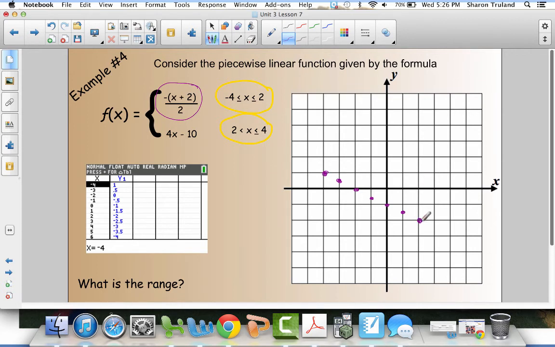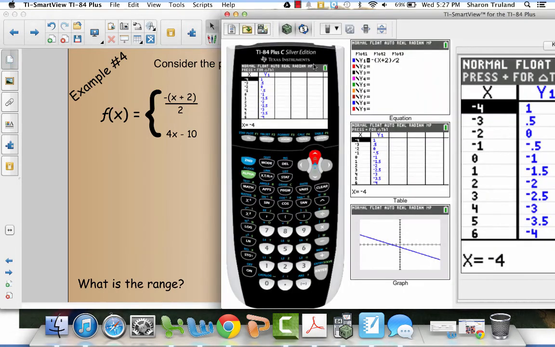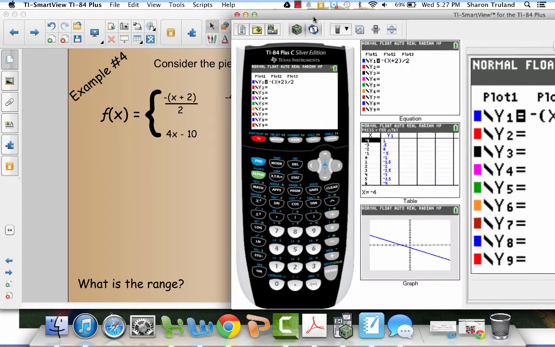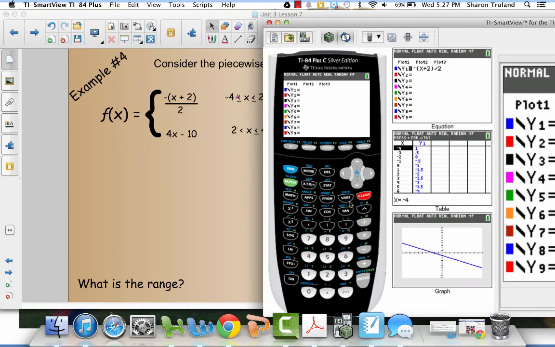Now that's it. They told me only to look up to 2, to start at negative 4, but only go up to 2. So I don't care about the rest of these because they're not asked to use this particular equation. All right, so give me a second. Let me clean this up. I'm going to come back to my graphing calculator and I'm going to put in the second equation. And that second equation is 4x minus 10.